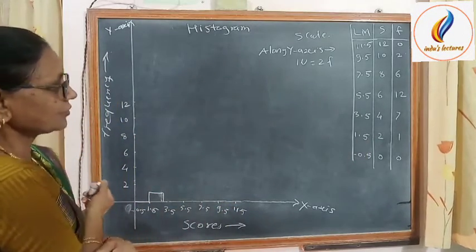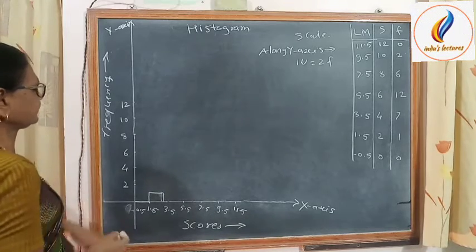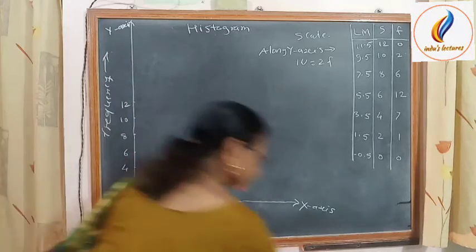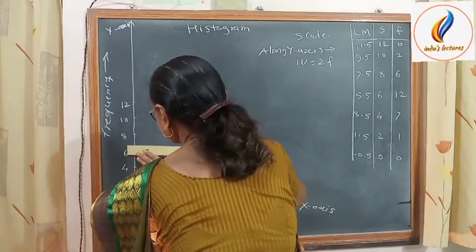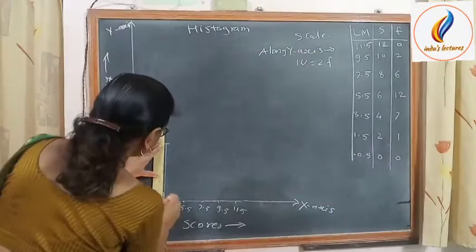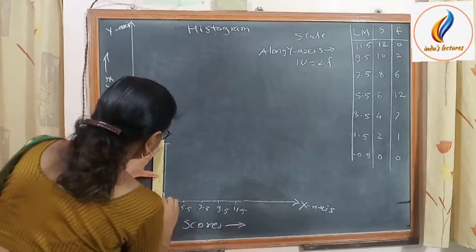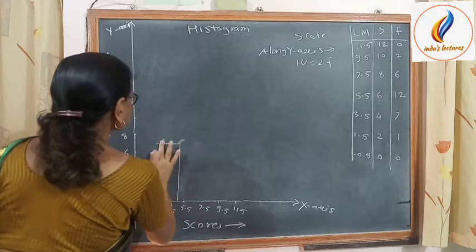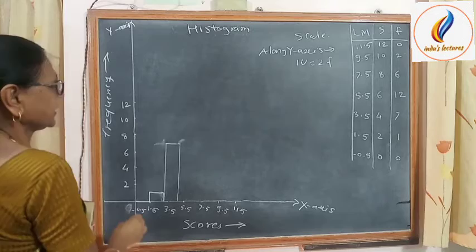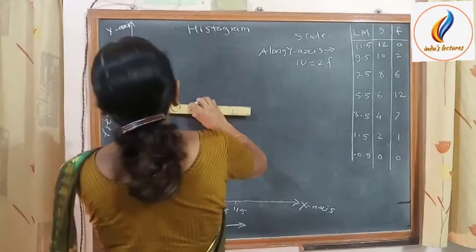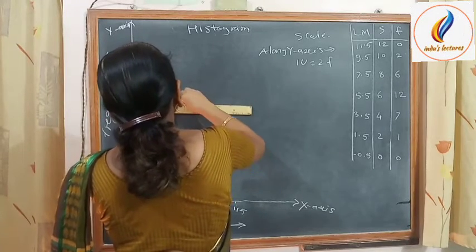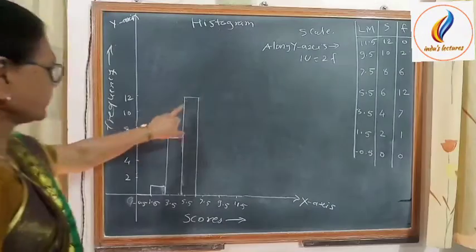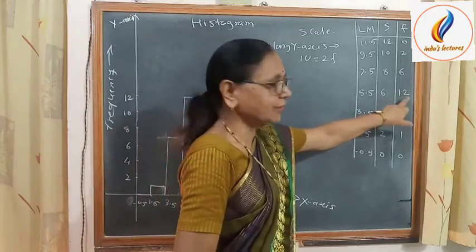Now the next score is 4 and its frequency is 7. So take the point 7. Now the next score is 6 and its frequency is 12. So consider this point 12. Now it is a bar for score 6 and frequency 12.